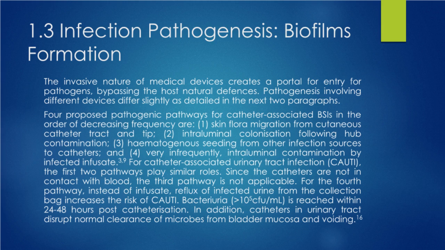For catheter-associated urinary tract infection, or CAUTI, the first 2 pathways play similar roles. Since the catheters are not in contact with blood, the third pathway is not applicable. For the fourth pathway, instead of infusate, reflux of infected urine from the collection bag increases the risk of CAUTI. Bacteriuria greater than 10^5 CFU per milliliter is reached within 24 to 48 hours post-catheterization. In addition, catheters in the urinary tract disrupt normal clearance of microbes from bladder mucosa and voiding.